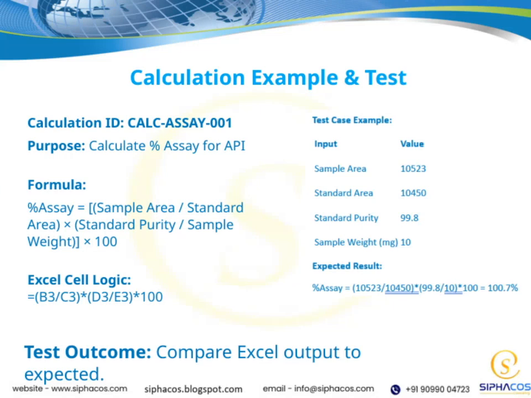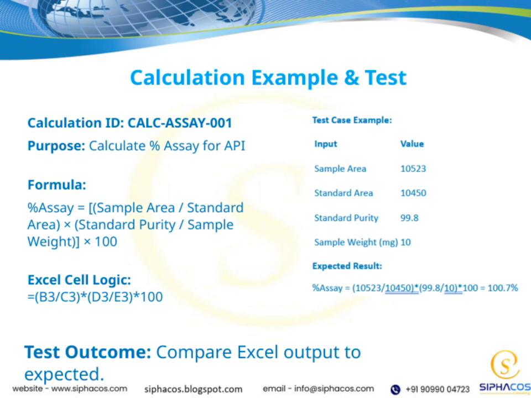Now let's look at the test outcome, which involves comparing the Excel output to the expected results. This step is crucial to ensure our calculations are accurate and reliable. The example we're using is a calculation identified as CALC assay 001, and its purpose is to determine the percentage of assay for the API, or active pharmaceutical ingredient. The core formula we're applying is percent assay equals the sample area divided by the standard area, multiplied by the standard purity divided by the sample weight, and then all that multiplied by 100 to get a percentage.